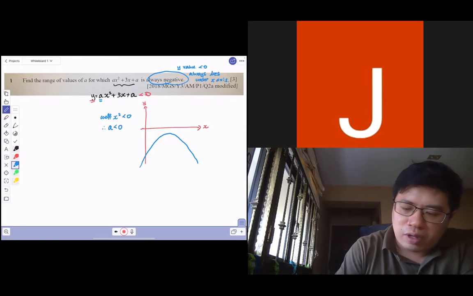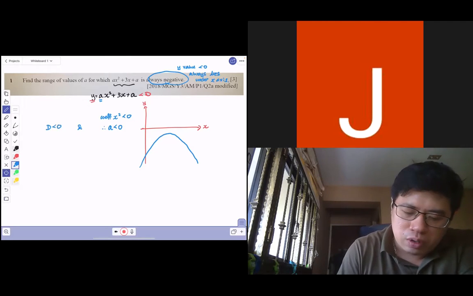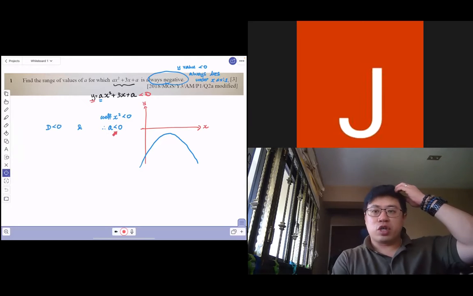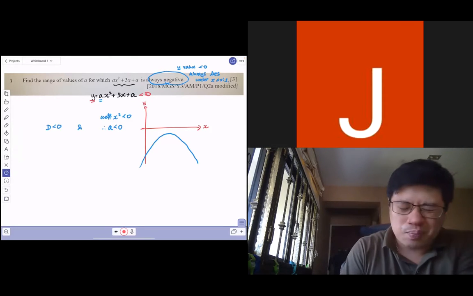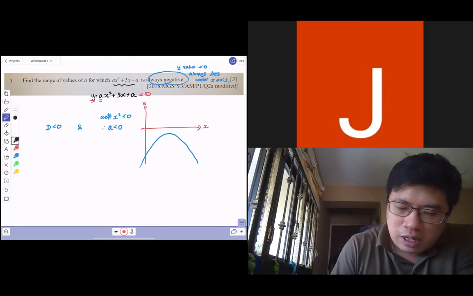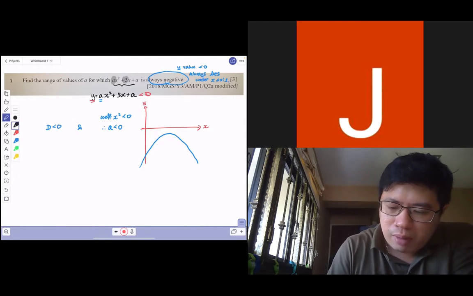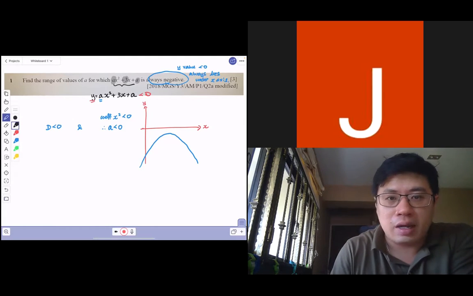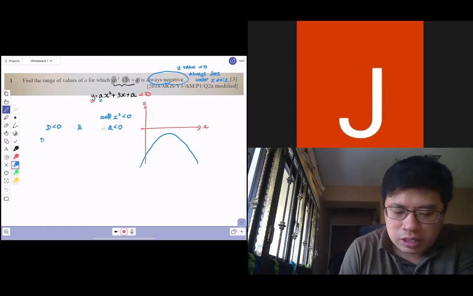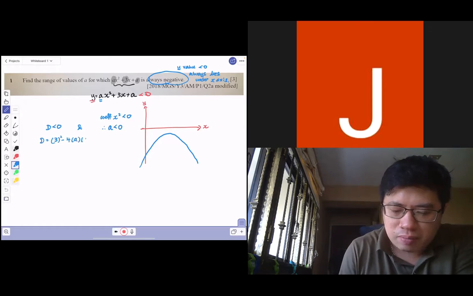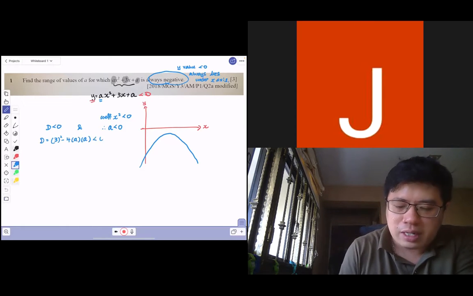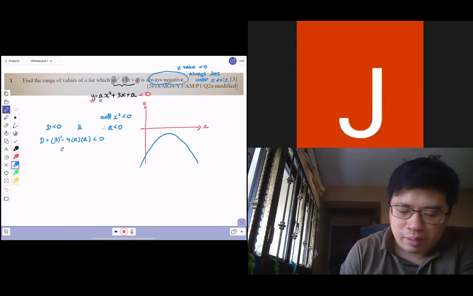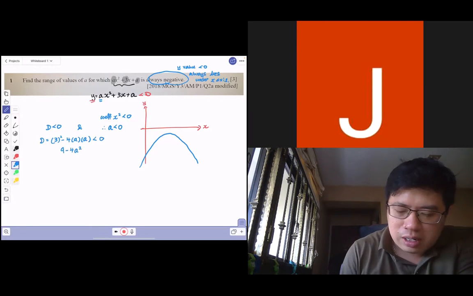So with that, we established two conditions. First, the discriminant has to be less than 0. Second, the coefficient of x squared has to be less than 0. So we set our discriminant over here. This is my a is 1, my b is 3, and my c is a. So my discriminant is b squared minus 4ac, and you want this to be less than 0, meaning you have 9 minus 4a squared less than 0.